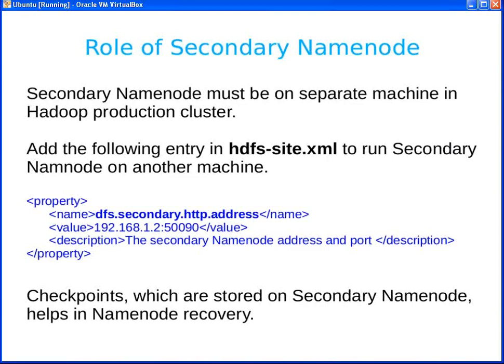So the name of the property is dfs.secondary.http.address. By default, you will find 0.0.0.0:5090. So this way you can change that, remove the four zeros and put the actual IP, so 192.168.1.2. This is just for example. You can put the actual IP of your secondary name node machine, and once you restart your Hadoop, your secondary name node process will be running on a separate machine.